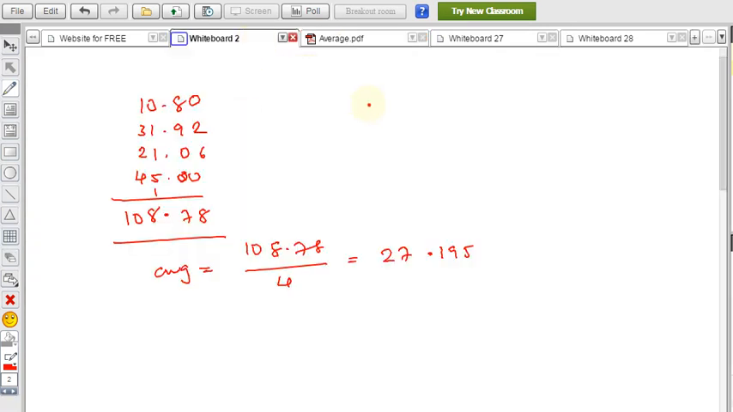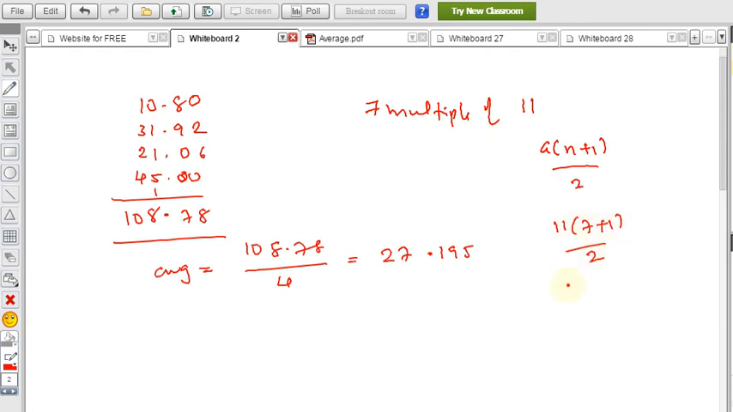Third one. Find the average of 7 multiples of 11. So this is nothing but a count question. Now when asking for the multiples, I gave the formula earlier, in the important formulas I mentioned: a into n plus 1 by 2. So multiples of 11: 11 into 7 plus 1 by 2, 11 into 8 by 2.